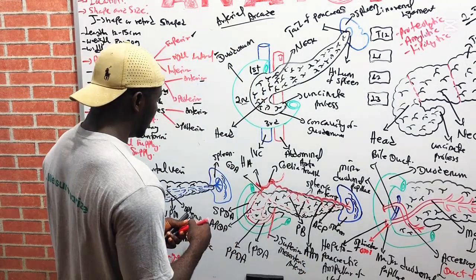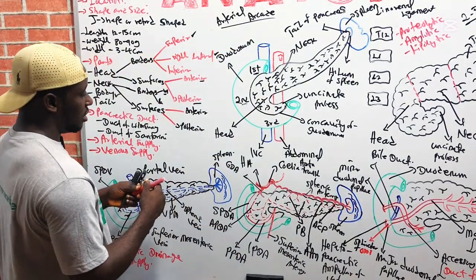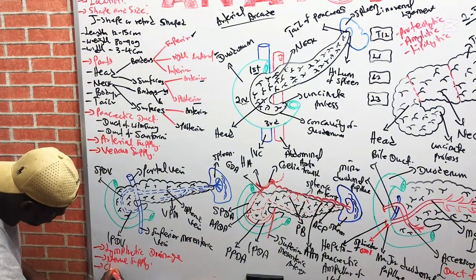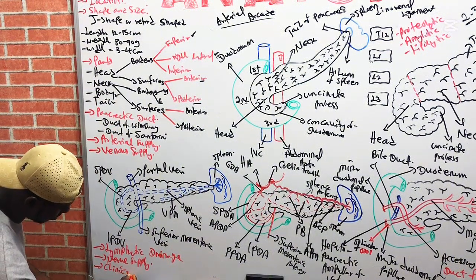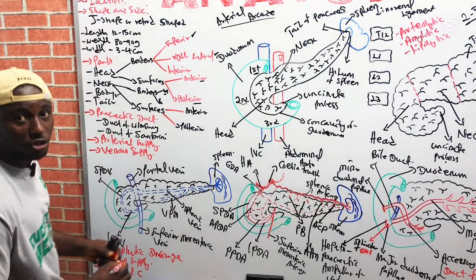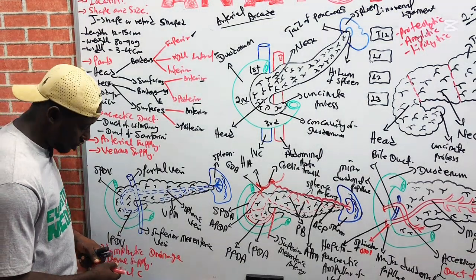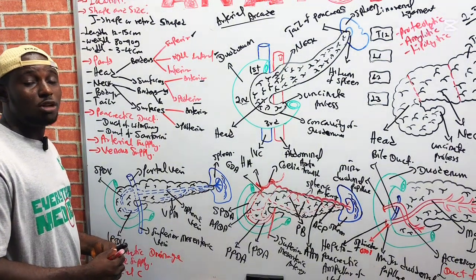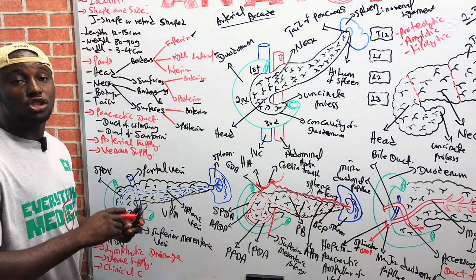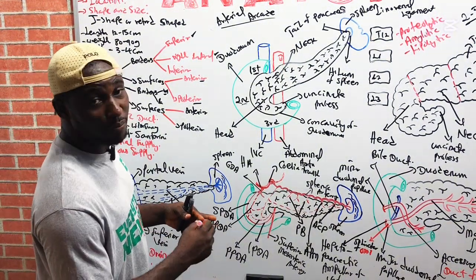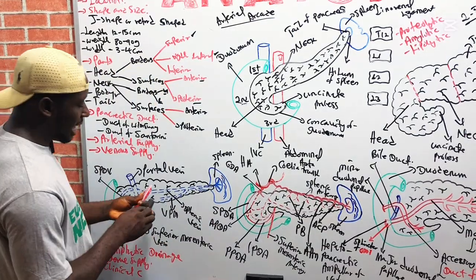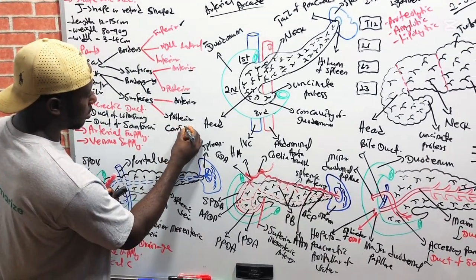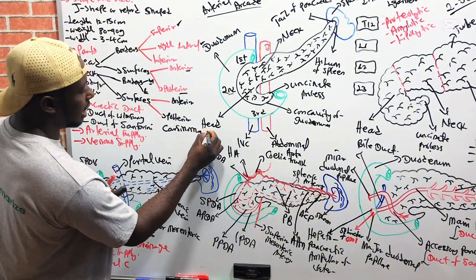The last but not the least is the clinical correlation. We have number one, carcinoma of the head of the pancreas. That is the most common. Carcinoma of the head of the pancreas.